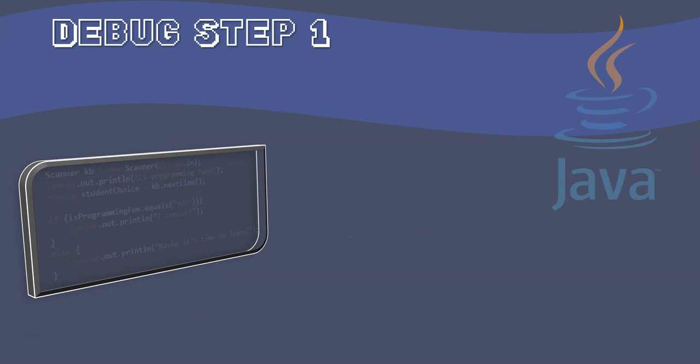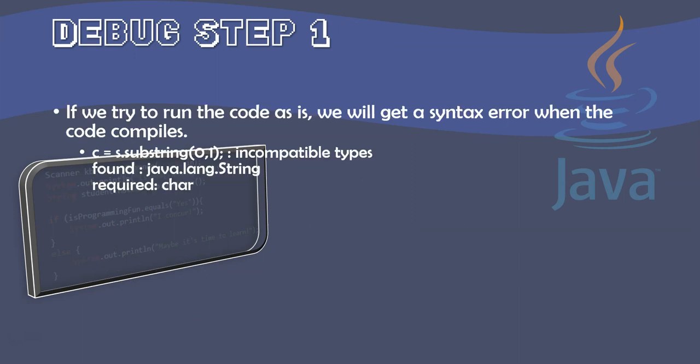So let's look at that first step. When we look at that code there, if we try to run it as is, we're going to get a syntax error when the code compiles. The line c = substring of 0, 1 is going to give an error.